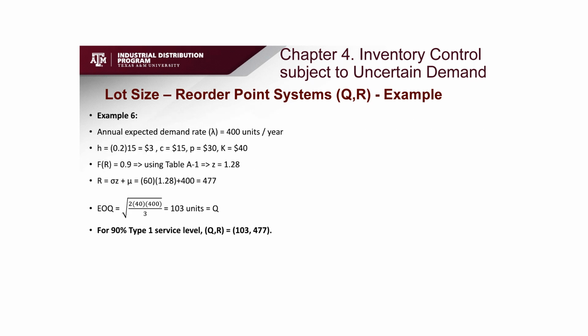Okay, here's the work. The annual demand rate lambda is 400. Holding cost H equals IC, 0.2 times 15, which is $3. The penalty P is 30 and the setup K is 40.